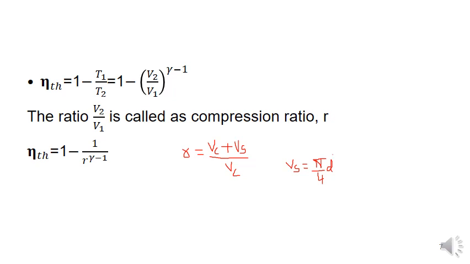D means the diameter of the bore, L is equal to the length of the stroke. The units are meter cube. So the formula is this one, and the unit is meter cube.